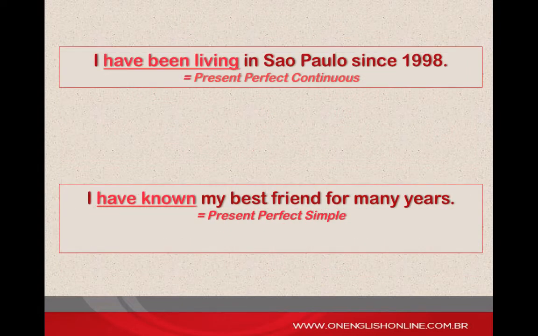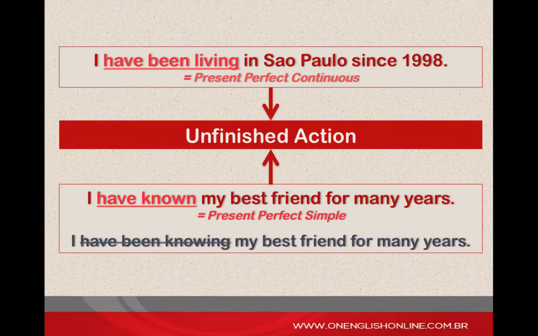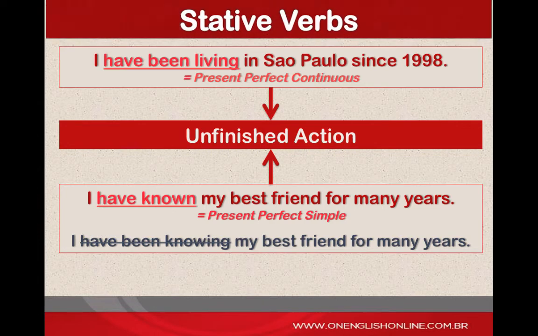Now, compare and contrast these other two sentences. In the first sentence, the action started in the past and this is still happening in the present. So, why can't you use present perfect continuous in the second sentence? Because the verb know is a stative verb.